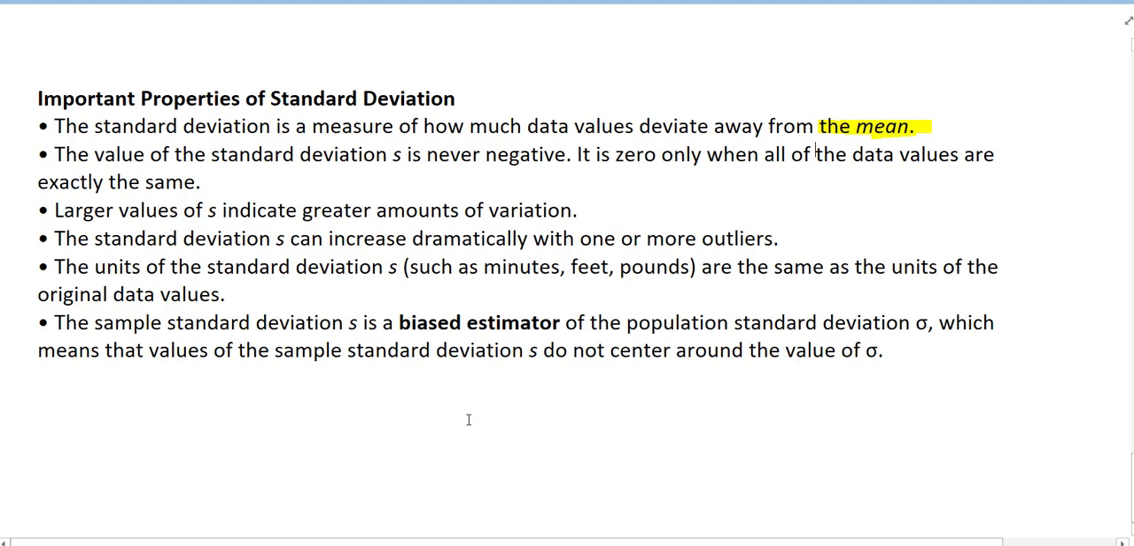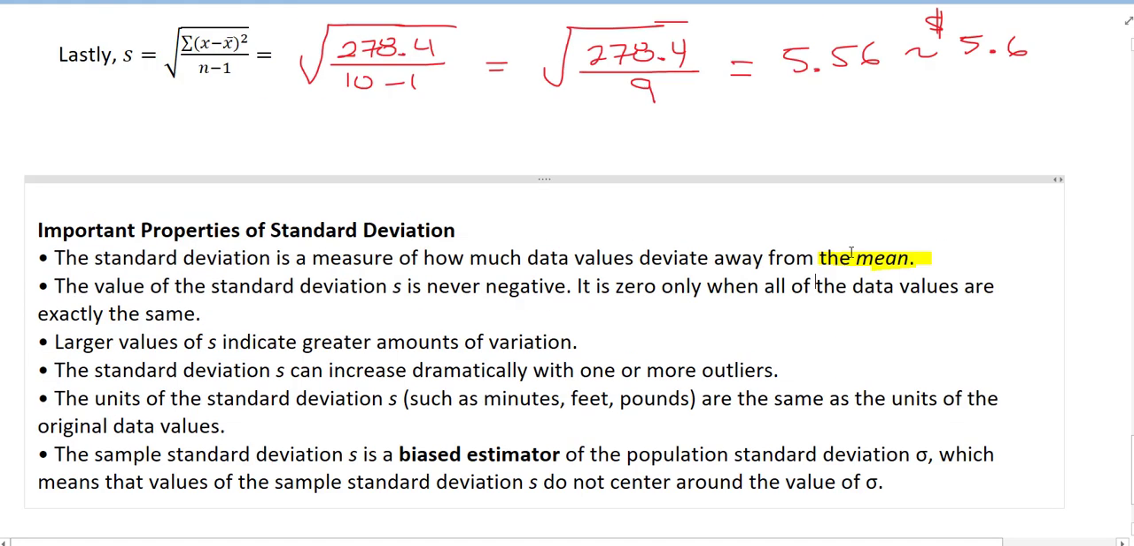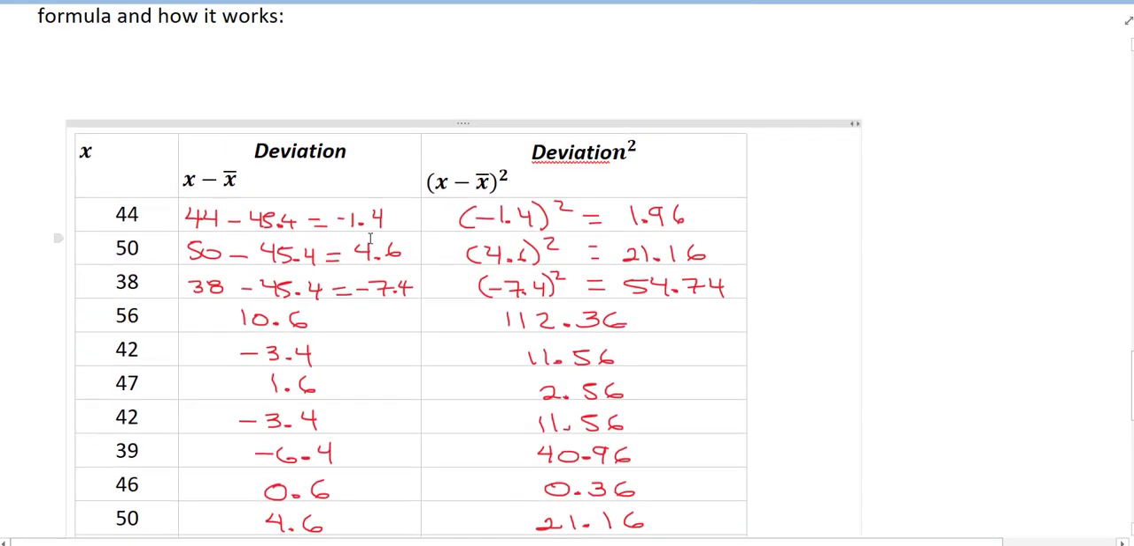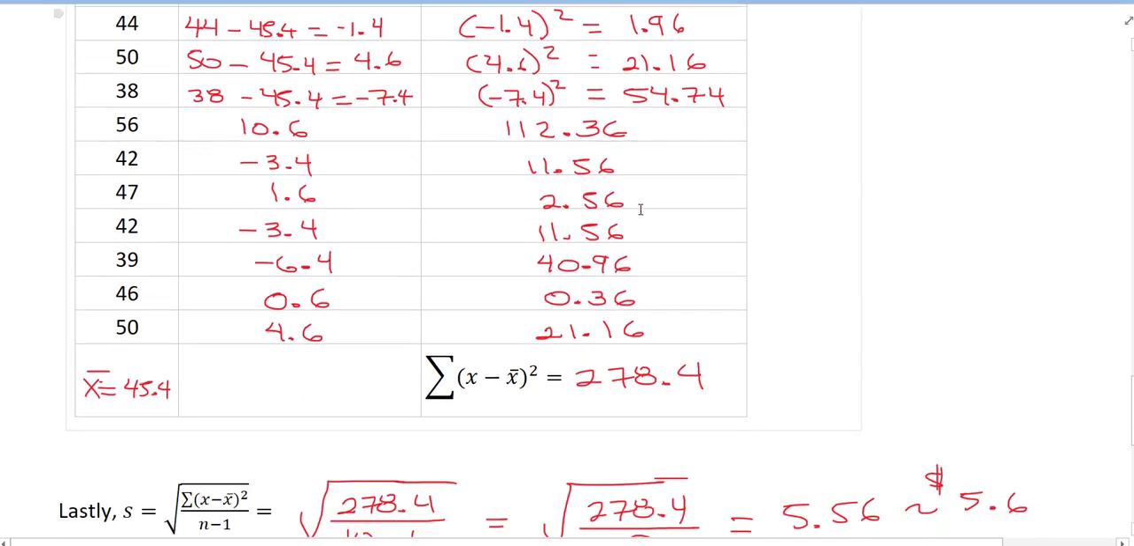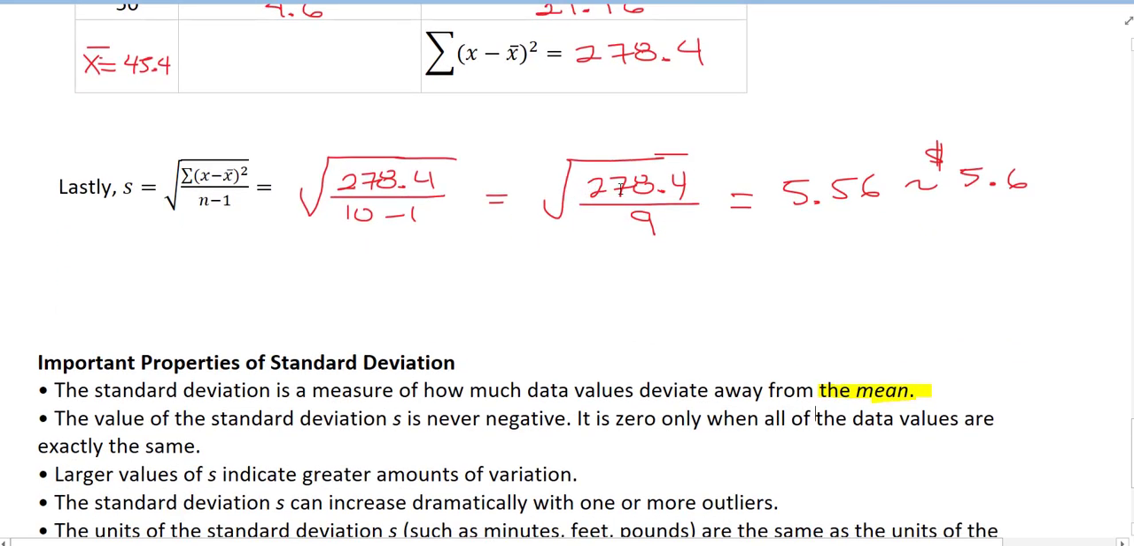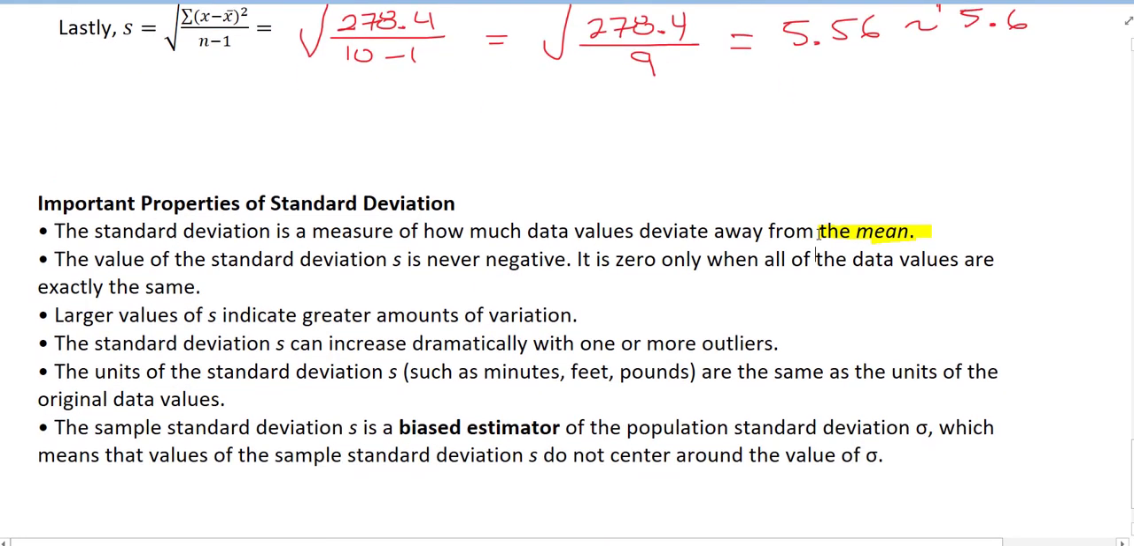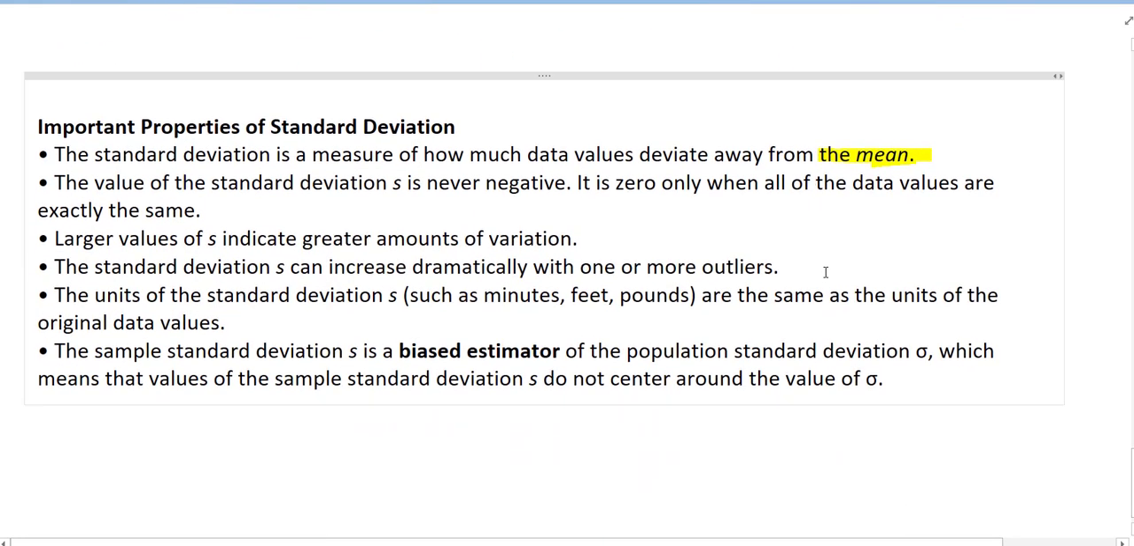And then the units of standard deviation are the same as the units of the original values, right? Notice that here the values are dollars. The difference is in dollars. Once I square it, I have dollars squared. But because we're taking the square root, the square root of dollars squared is back to dollars. So the units are the same.